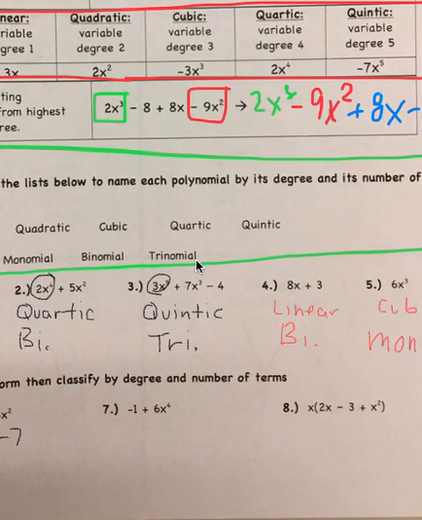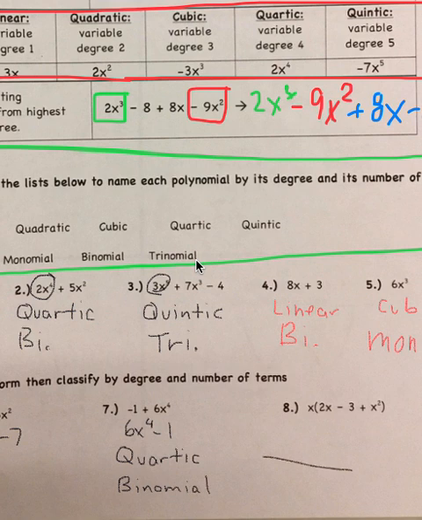Number 7. This one is pretty simple. Just rewrite it. So I have 6x to the 4th minus 1. 4th degree is quartic. 2 terms is a binomial. I guess I'll try to spell it out this time.